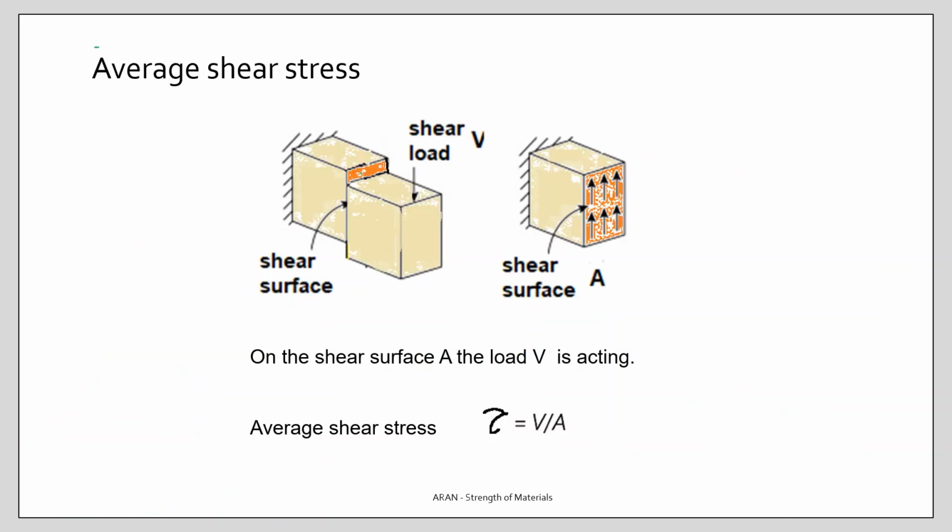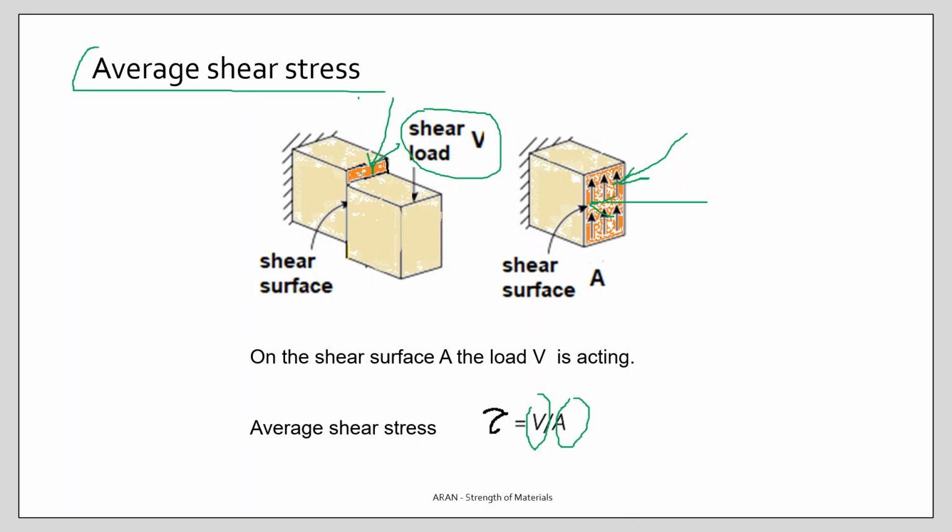The next we're going to discuss is shear stress. We all know that shear stress acts in the surface. Take the brown shear surface A, and shear force V is acting in this surface, and the load distribution looks like this. What we do is similar. We take the shear force divided by the area and find the average shear stress.